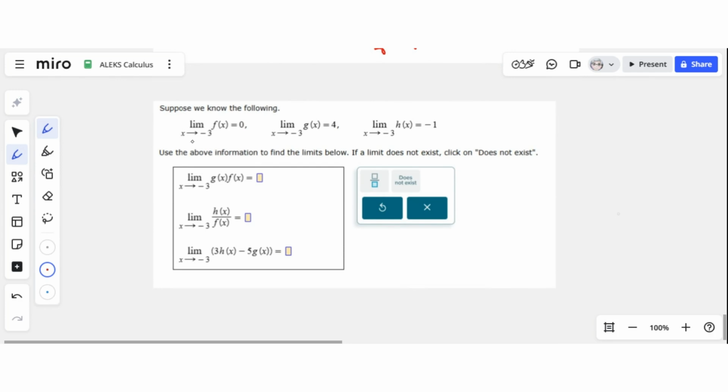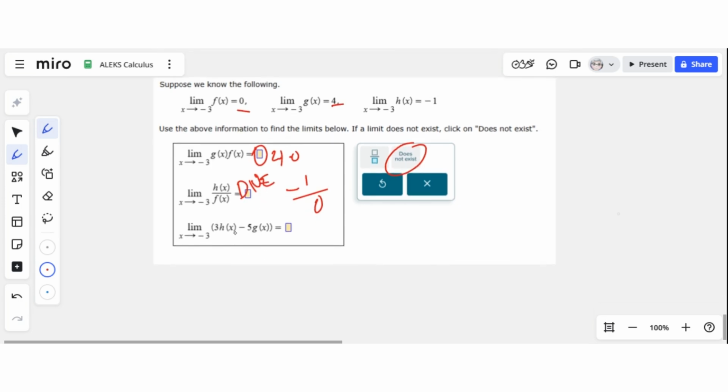All right, let's do one more. So here we have limits of 3 functions where x approaches -3. And first we want a product here, g of x times f of x. So we'll take the value of the limit as x approaches -3, which is 4 for g of x, and multiply it by the value for f of x, which is 0. 4 times 0 is 0. So that one's 0. Now we have a quotient here, so we're going to take the value of the limit at -3 of h of x, which is -1, and put it over the value for f of x, which is 0. We can't have 0 in the denominator, so this is a does not exist.